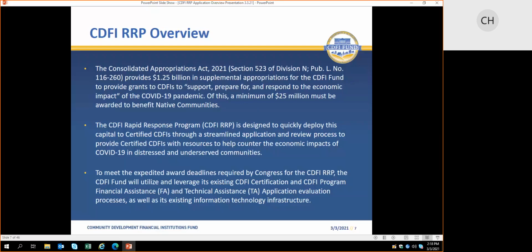As hopefully you grasped based on our quick demo of the RRP application in AMIS, in order to meet our expedited award deadlines required by Congress, the CDFI Fund is leveraging its existing CDFI certification and CDFI program FA and TA application evaluation processes, in addition to its existing IT infrastructure, in order to quickly collect applications and evaluate them.